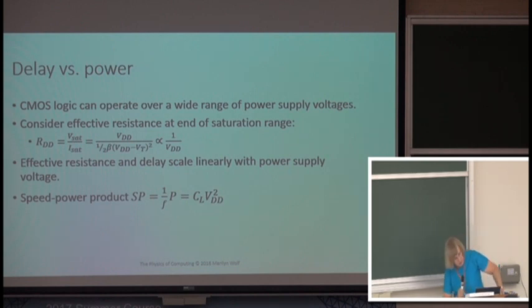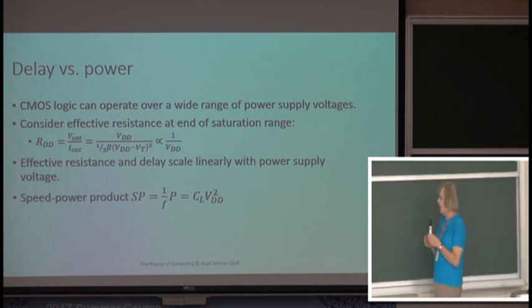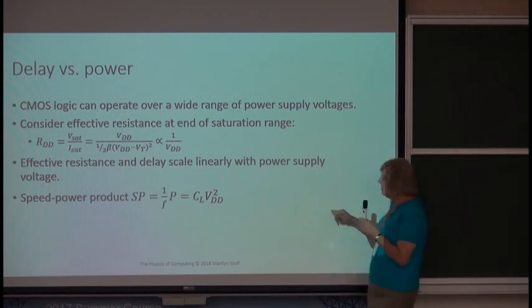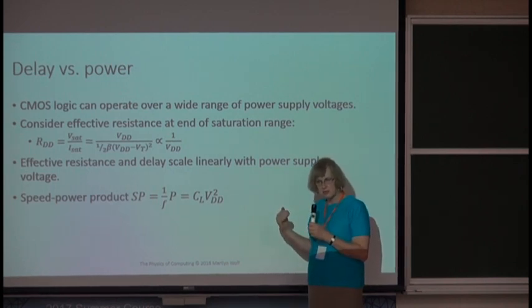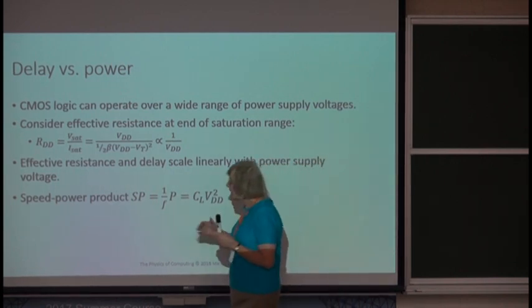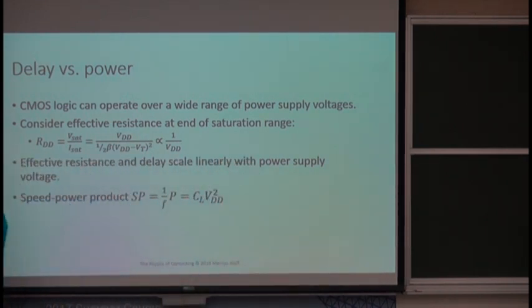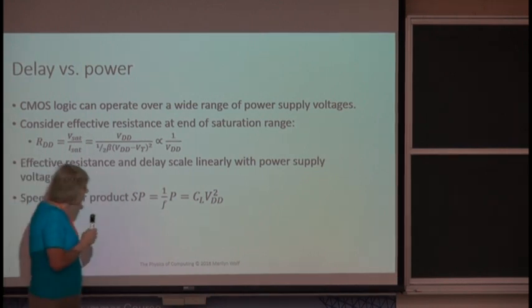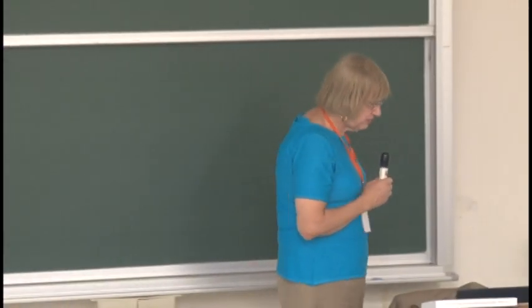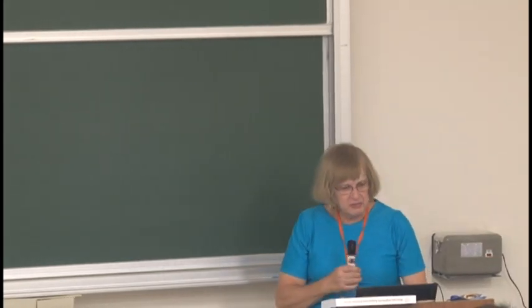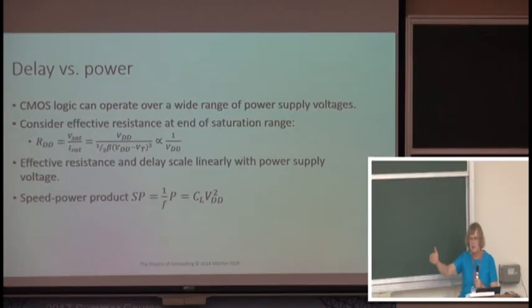So, very, very simplified models: the delay increases linearly as the power supply voltage decreases. And that's because the effective resistance is a function of the power supply voltage. So speed power product is a common metric for a lot of logic families. We use it to compare different logic families, but within CMOS we can say, well, we're operating at this power point, so that gives us this amount of delay.